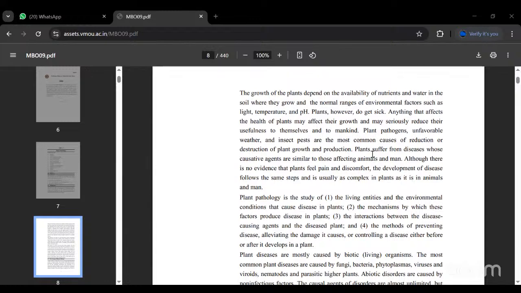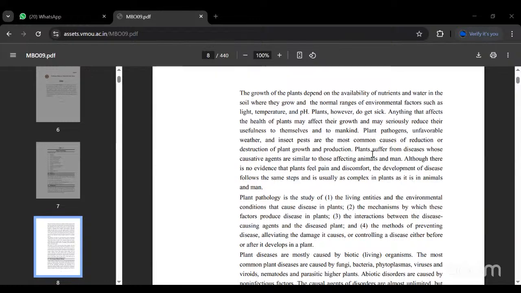And the methods of preventing diseases and alleviating damage, and controlling the disease before or after development in the plants.